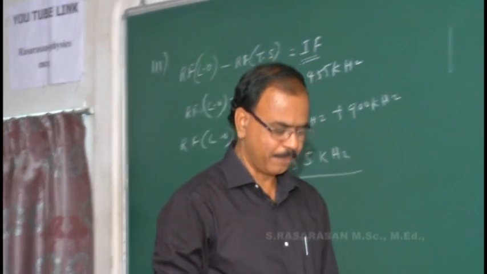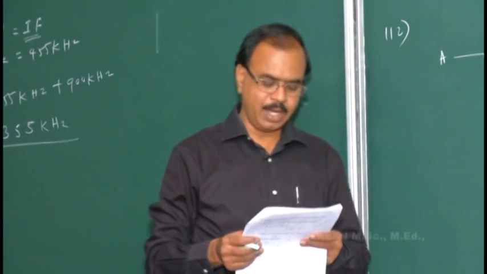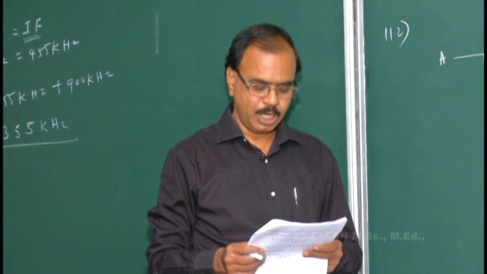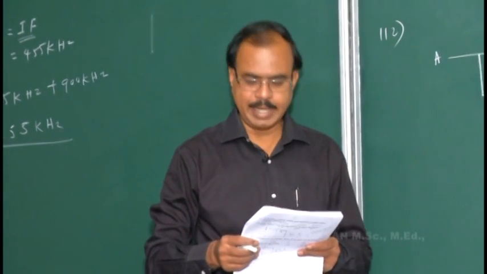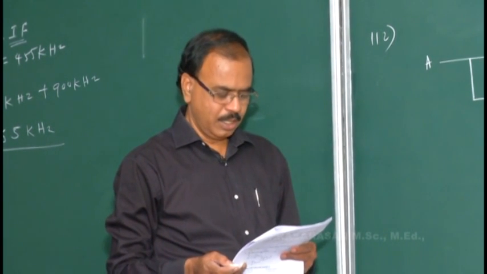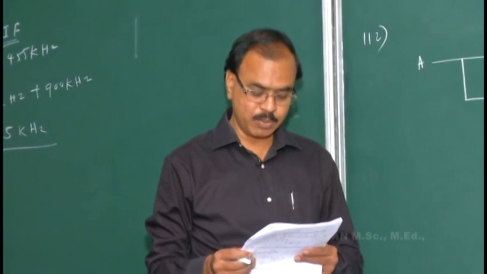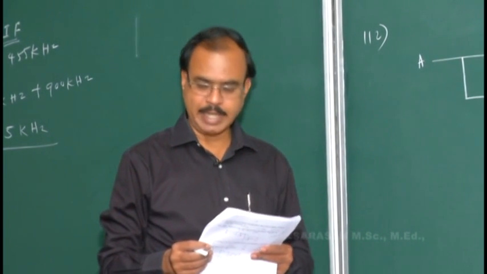See the next 112. What is the Boolean expression for the gate circuit shown in figure? Options: A, A or A complement is equal to 1. Option B, A or 1 is 1. Option C, A or 0 is A. Option D, A or A is A complement.